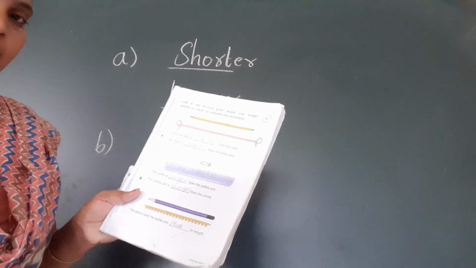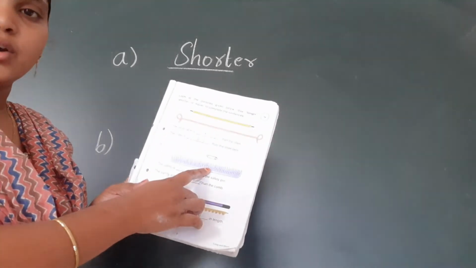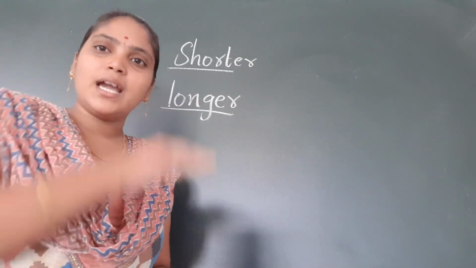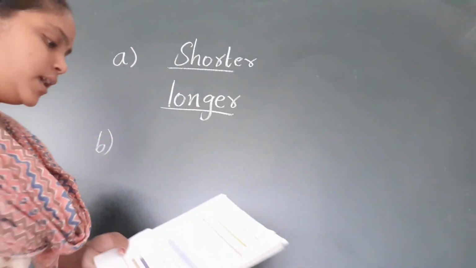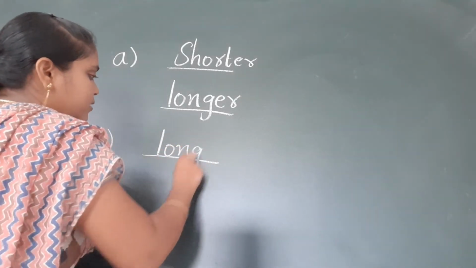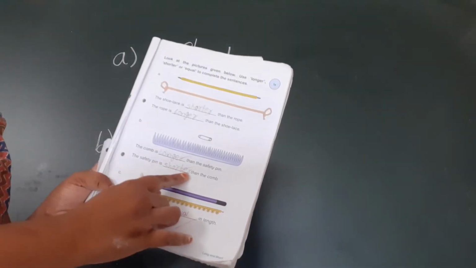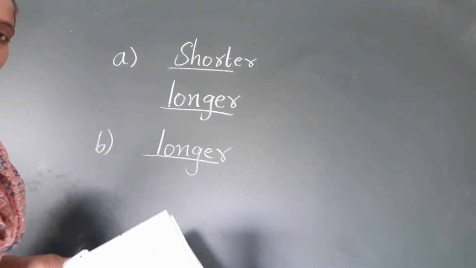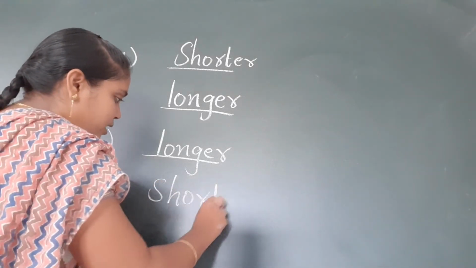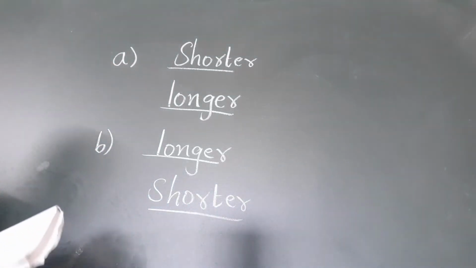Next, second one. Here what are the two objects? Safety pin and comb. Yes, comb is longer than the safety pin or shorter than the safety pin? Yes, children, comb is longer than the safety pin. And safety pin is dash than the comb. Safety pin is shorter than the comb.